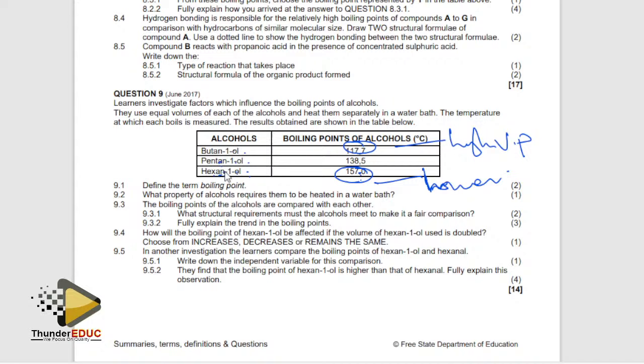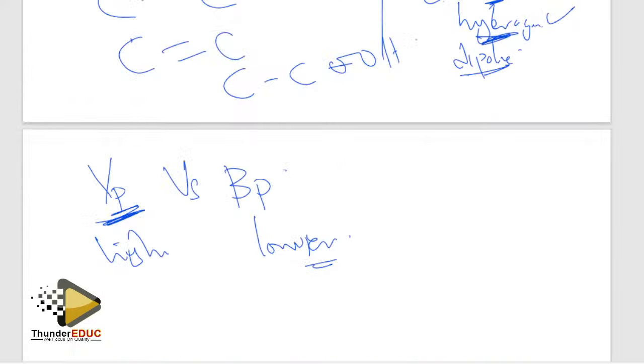higher number of carbon atoms. So the London forces are much greater than what is in butan-1-ol. You understand? And then it's going to require lower temperature or lower heat to break those bonds. Hence, the boiling point is going to be lower, and the vapor pressure is going to be a little bit higher. So I think I'm done with that, unless you have any question.